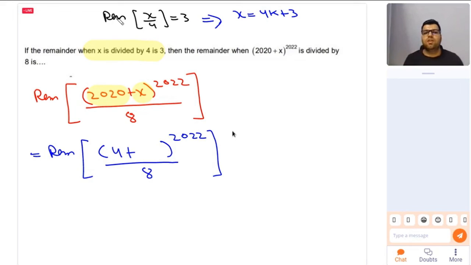Now for that a condition is given to me. The condition is x equals 4k plus 3. So it's telling me that with 4 the remainder is 3, but with 8 I don't know what the remainder is. Okay, so that is the problem. With 8 I don't know.